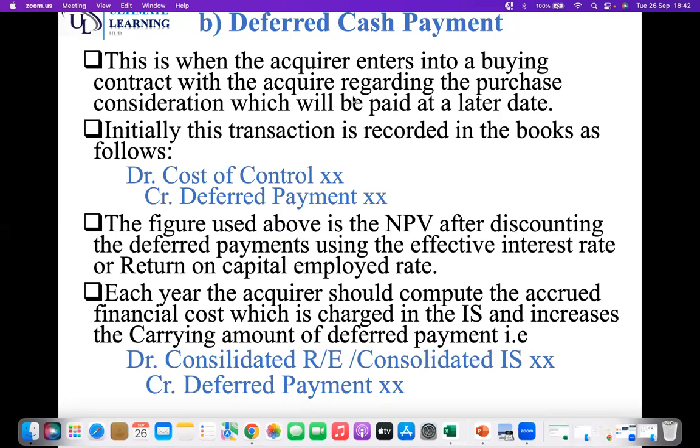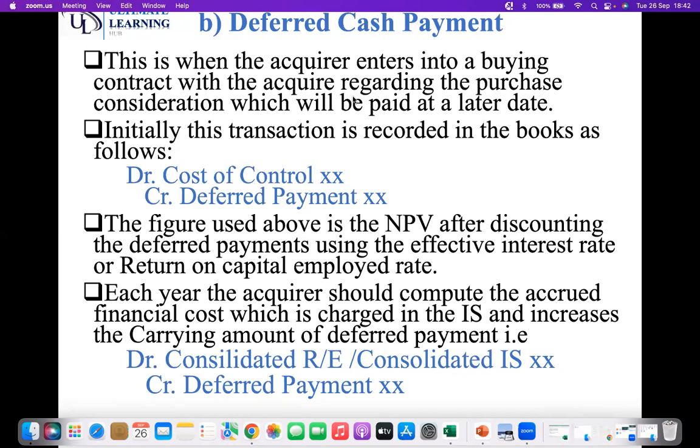Now, what about deferred cash payment? When we talk of deferred cash payment, this is where you promise to pay, but to pay at a future date. What do you mean by this? You are acquiring a subsidiary and maybe you don't have all the money that is needed today. So you promise that even though we have agreed on the 100 million to be paid, this 100 million will be paid after 1 year.